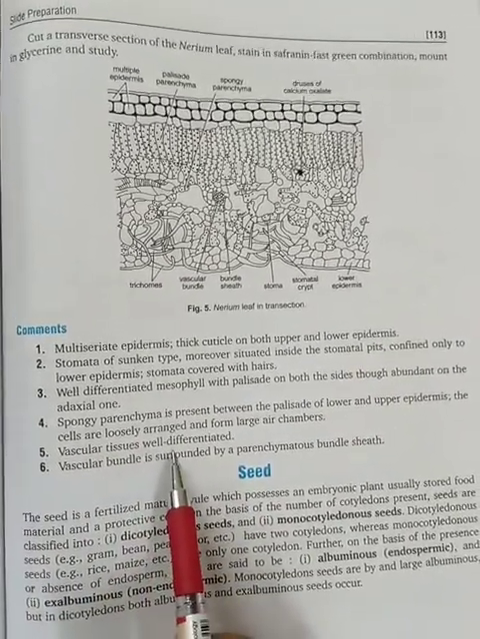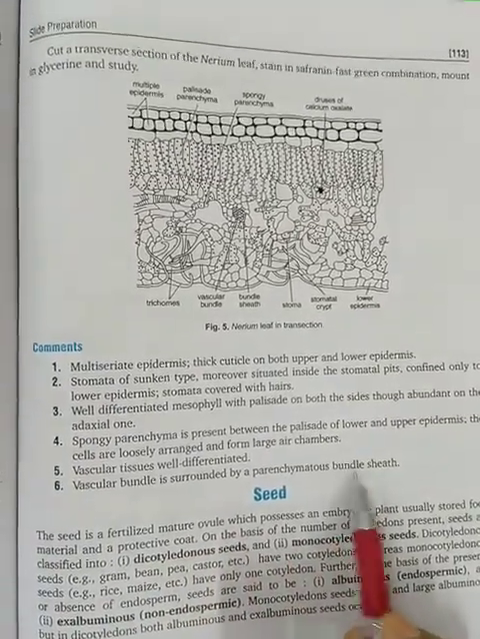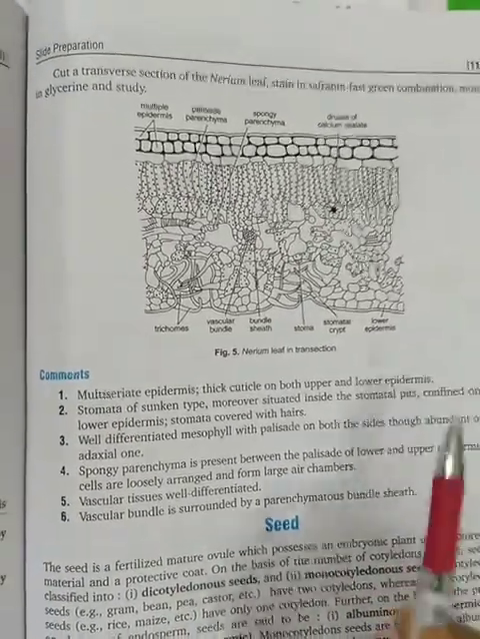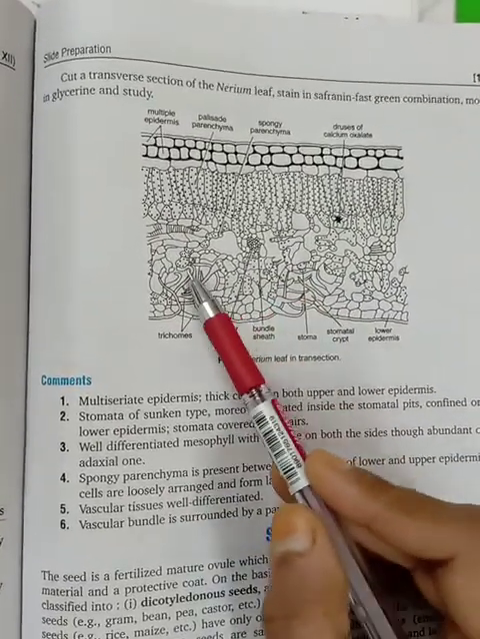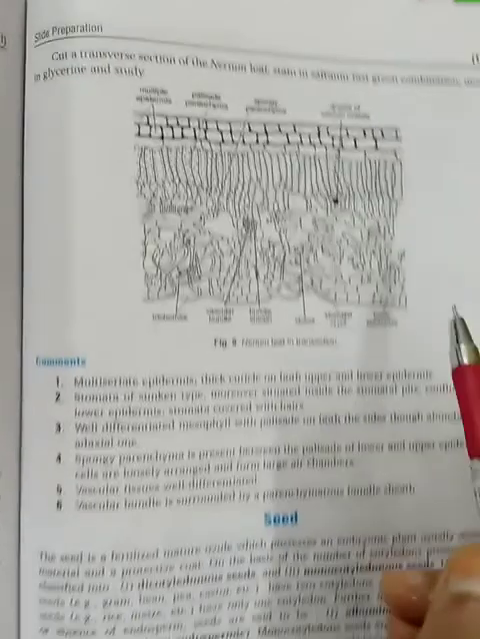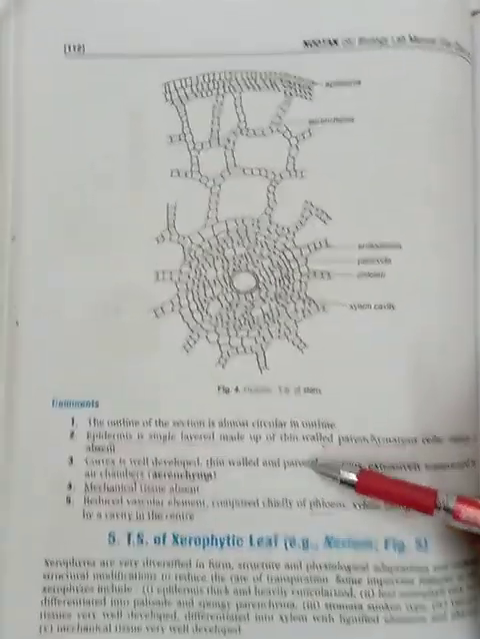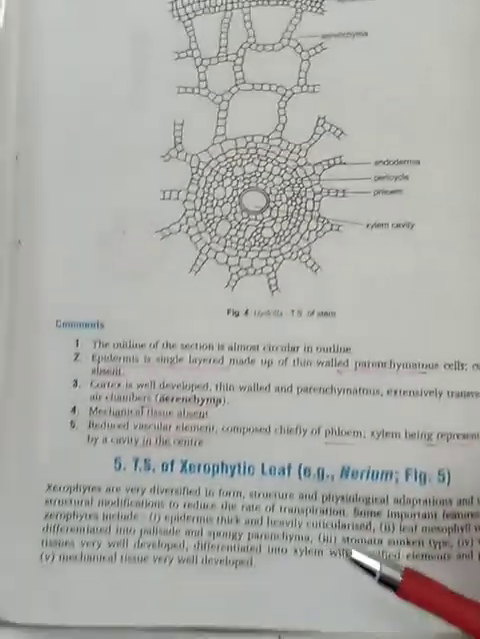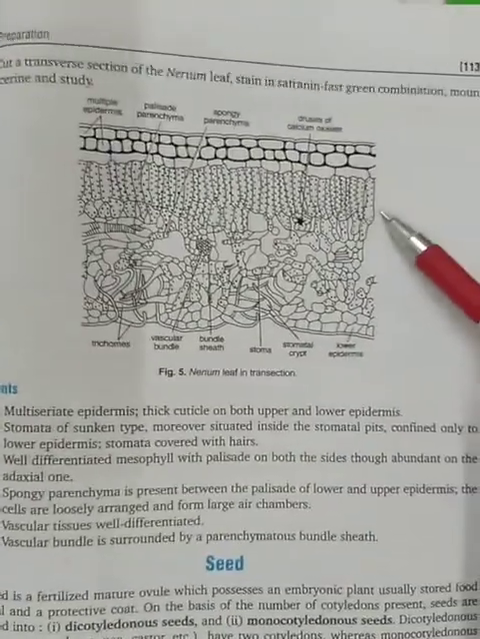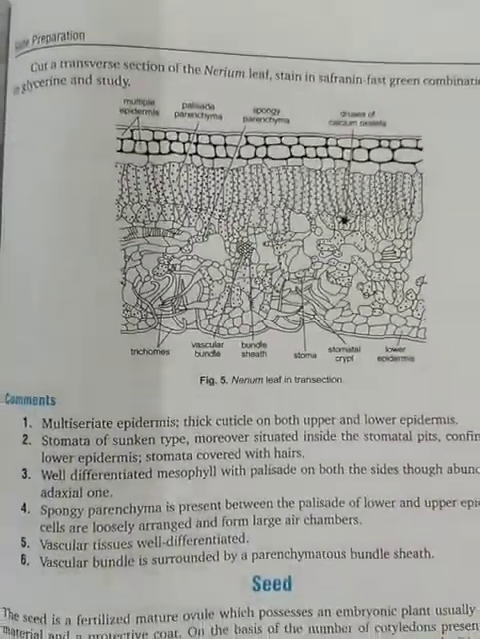Vascular tissue is well differentiated, and the vascular bundle is surrounded by parenchymatous bundle sheath, right? So this is the bundle sheath around the vascular tissue, which you will be clearly drawing. So your work is only this one diagram and these 5 comments under TS of hydrophyte stem, and the other is only this diagram and again 6 comments for the TS of a xerophytic leaf, right?